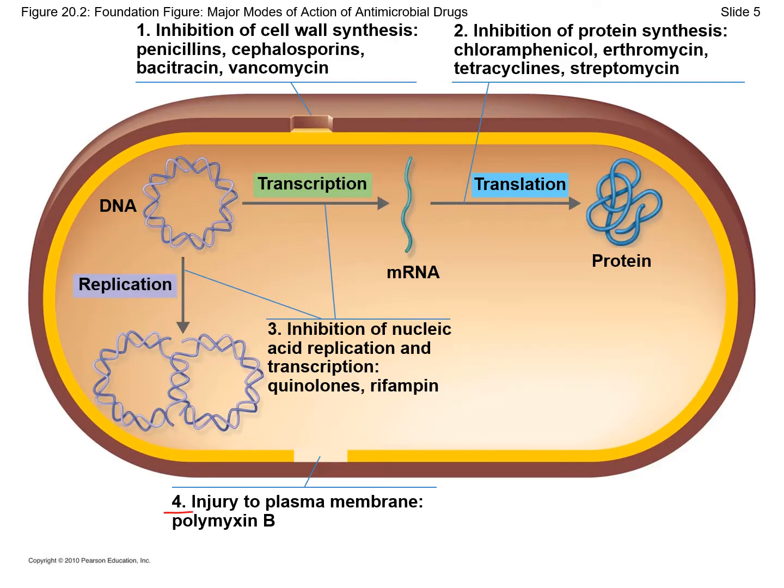The fourth mode of action is to damage the plasma membrane, and an antibiotic that does this is polymyxin B. And the plasma membrane, remember, is a vital part of cellular structure. It serves as a selectively permeable barrier to separate the inside of the cell from the environment, yet it allows nutrients to cross into the cell and waste products to cross out.